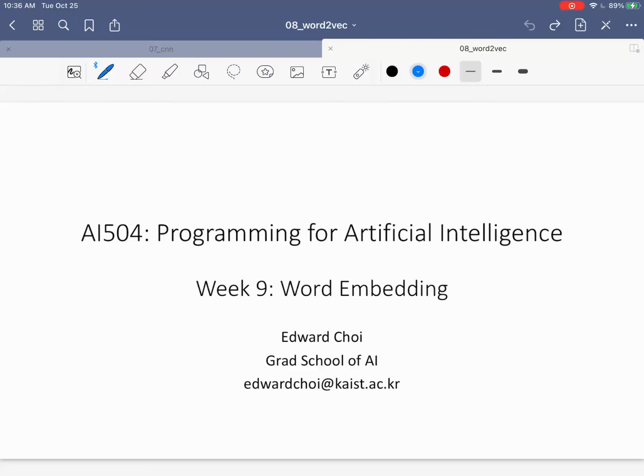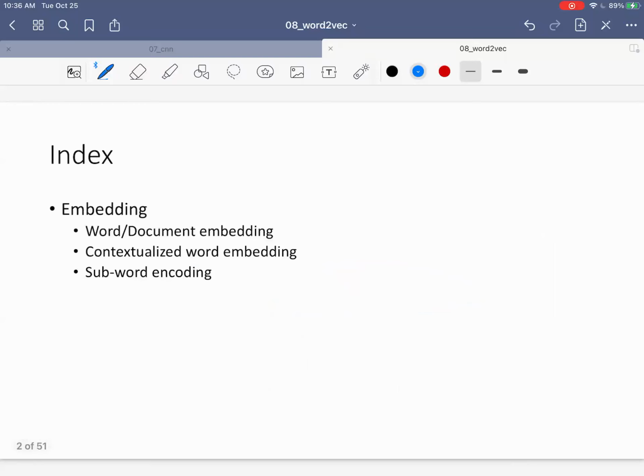So welcome to week 9, AI504. This week we're going to talk about word embedding. Before we get into the world of NLP, the first thing to learn is word embedding. Then RNN will follow, then transformer, then BERT and GPT and all that kind of stuff. There's not a lot to cover today, so hopefully we can end a bit earlier than usual.